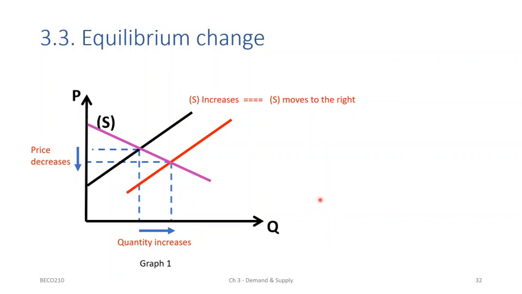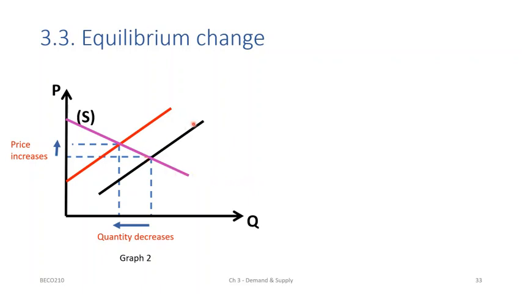Okay, what happens if the supply increases? The old supply is the black one, the new supply is the red one. This is the old equilibrium, this is the new equilibrium. As you can see, the quantity at equilibrium increased and the price at equilibrium decreased. The demand did not change.